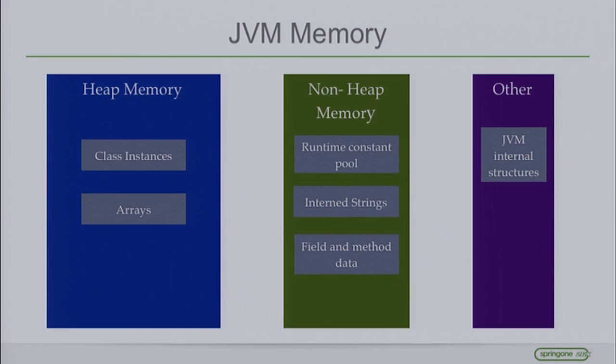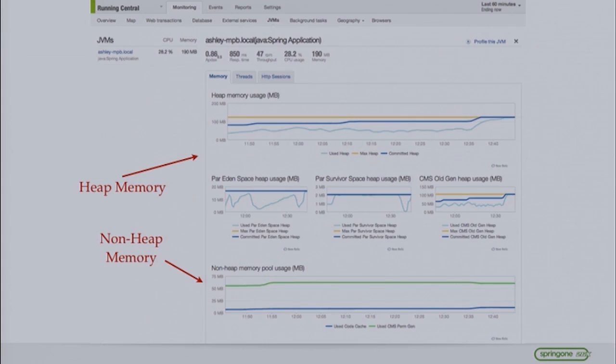So this might be a good time to take a step back and just talk about JVM memory in general. So there's your heap memory. This is where your class instances are stored and your arrays. And if you look back on that chart of NewRelic, you can see the Par Eden space, the Par Survivor space, and the old gen.